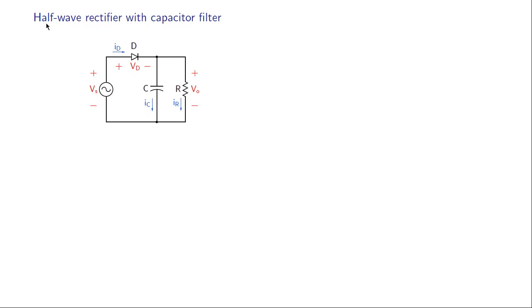Let us now look at the half wave rectifier with a capacitor filter, and it is similar to the half wave rectifier circuit we have seen before, except for the capacitor. In the half wave rectifier, we had the diode and the load resistor, and now we have this capacitor added in parallel with the load resistor.